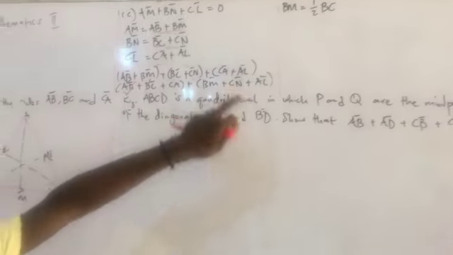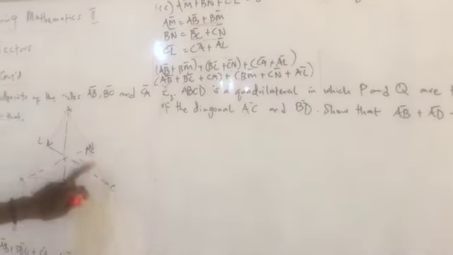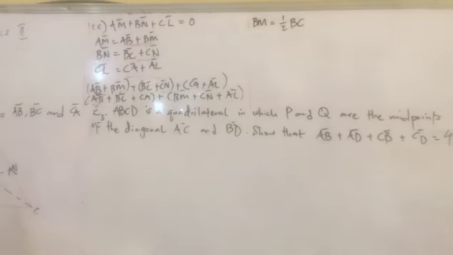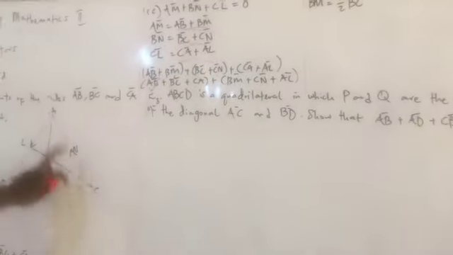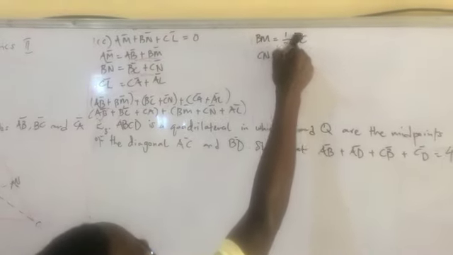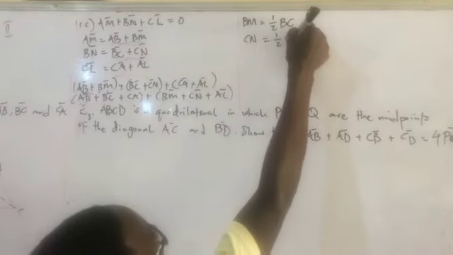Also, if you check CN, you see that CN is the half of CA. We are following that direction. Don't say CN is the half of AC. No, CN is the half of CA. So CN is equals to the half of CA.